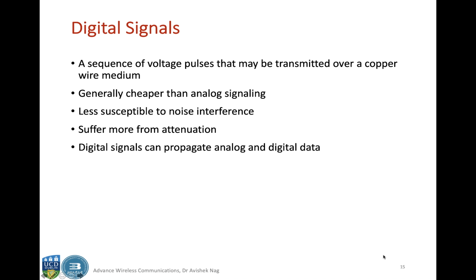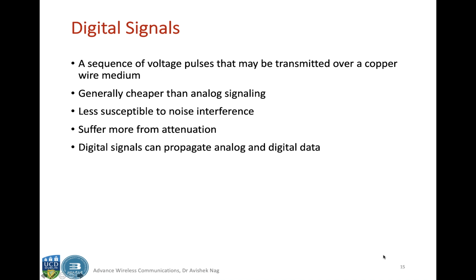Digital signals are basically a sequence of voltage pulses that may be transmitted over any medium. When you have a high voltage, you call it level 1. When you have a low voltage, you call it level 0. You can define more than two levels, and then you can have appropriate voltages corresponding to those levels.